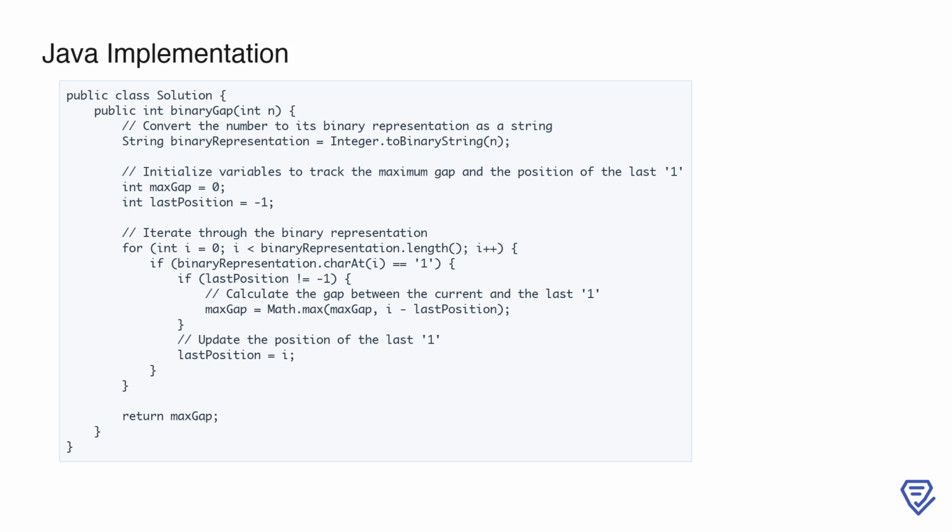This is the Java implementation of the binary gap problem. The logic mirrors the given Python solution, with key differences such as type declarations, the use of Java's Integer.toBinaryString method for binary conversion, and the absence of Python-specific constructs like enumerate. The code iterates through the binary string representation of the number, calculating the maximum distance between consecutive 1 bits.